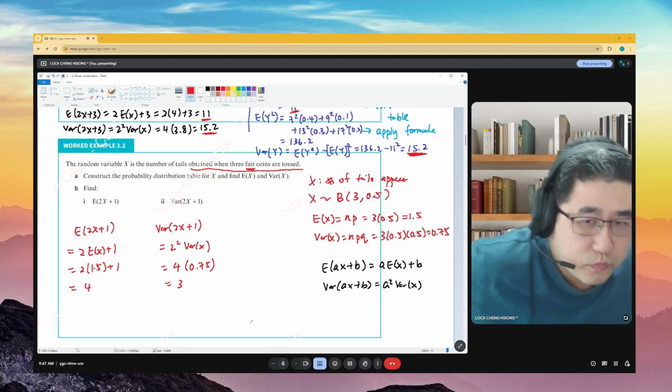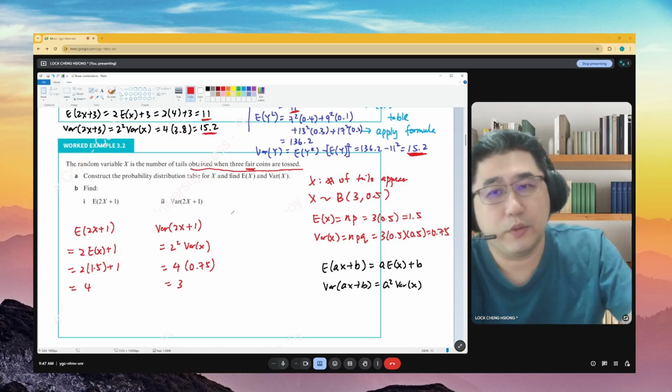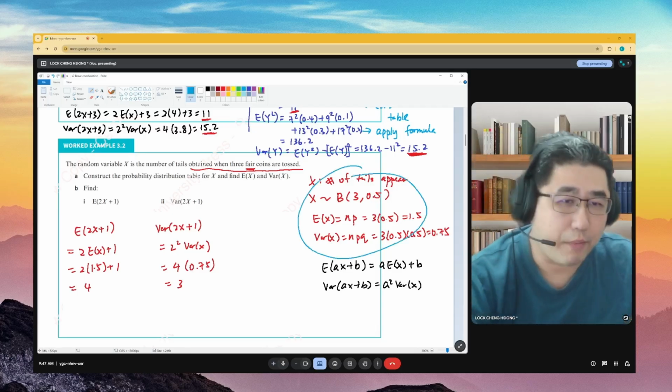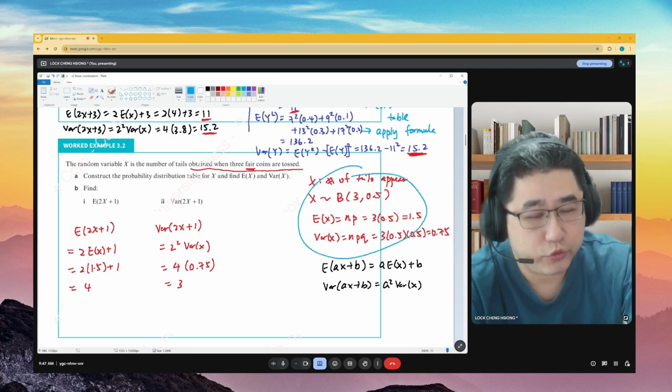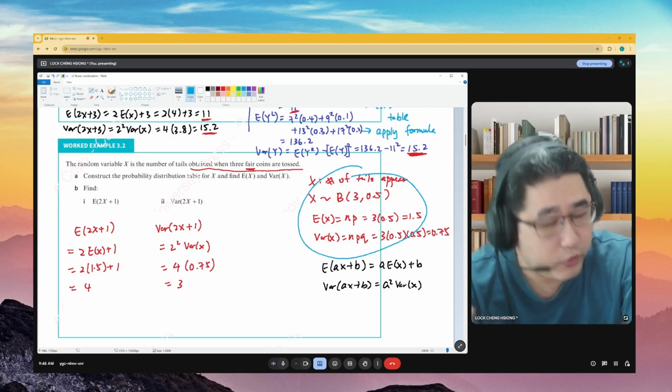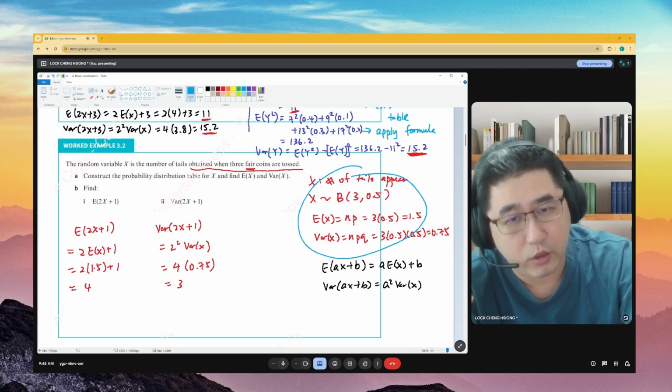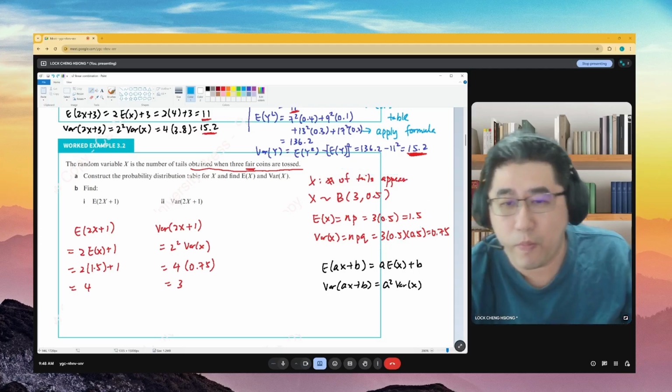So from this example, what do you observe? You'll be expected to remember the distributions that you should know in S1, such as discrete uniform, binomial, geometric, or even normal.